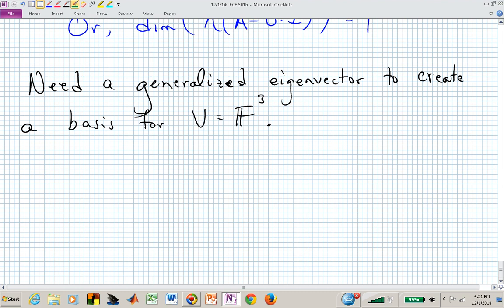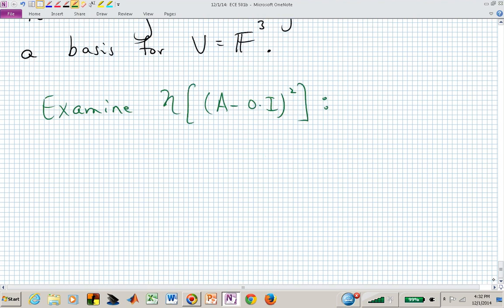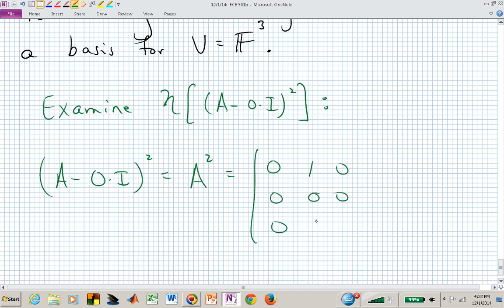Well, based on what we had talked about before or defined with our generalized eigenvector, let's now look at the null space of A minus 0 times I to a higher power. Let's square that. A minus 0I is just A, so we need A squared. A was 0, 1, 0, 0, 0, 0, 0, 0, 1, and we can repeat that.